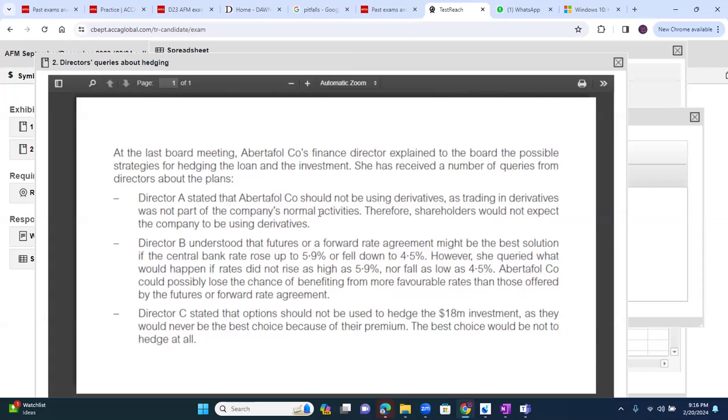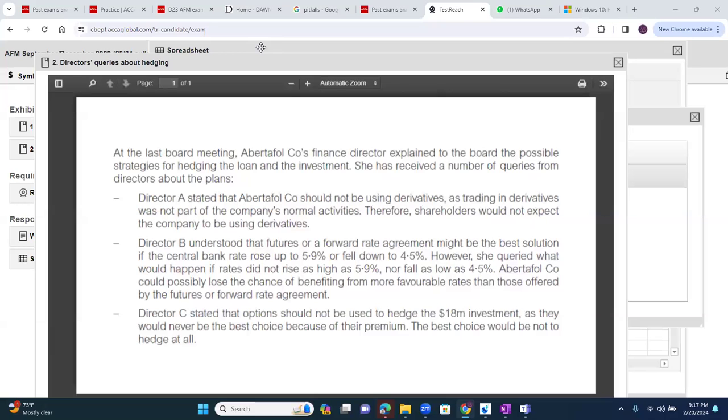Director A stated that Aber company should not be using derivatives, as trading in derivatives was not part of the company's normal activities. Therefore, shareholders would not expect the company to use derivatives. Okay, just tell me from the Director A perspective. Is he right? Only tell me from the Director A perspective.